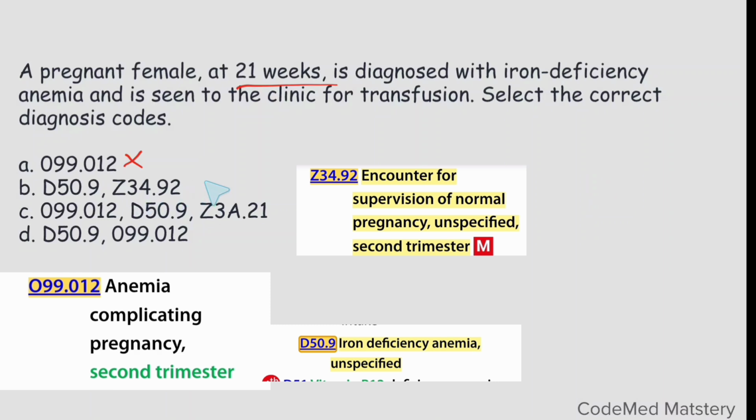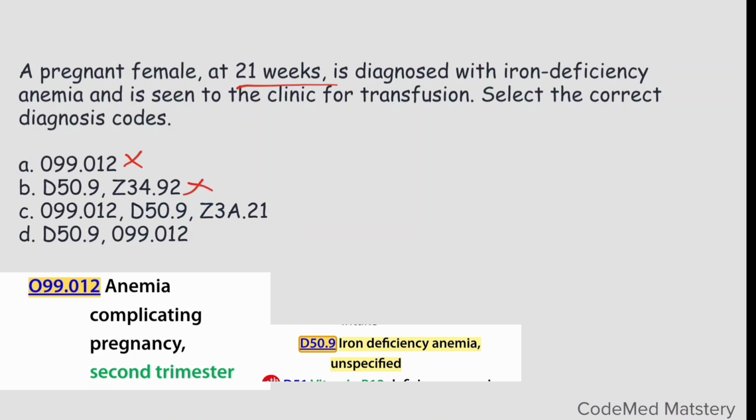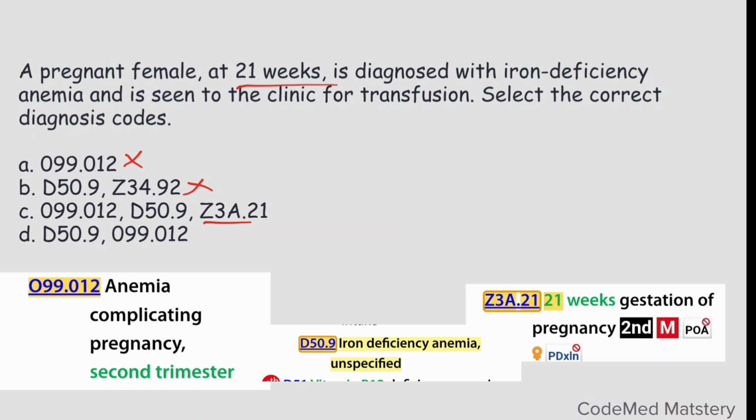So eliminate option B. Coming to option C, O99.012, we check the code, that is for anemia complicating pregnancy, second trimester, that is right. Then D50.9, which is for iron deficiency anemia unspecified, and they have mentioned the code Z3A.21. Check the code. Z3A.21 is for 21 weeks gestation of pregnancy. In this scenario, they have mentioned 21 weeks. So option C is the right answer.